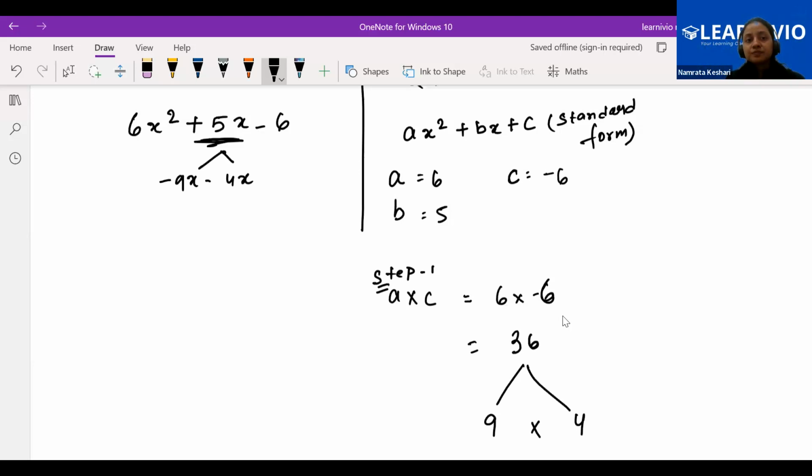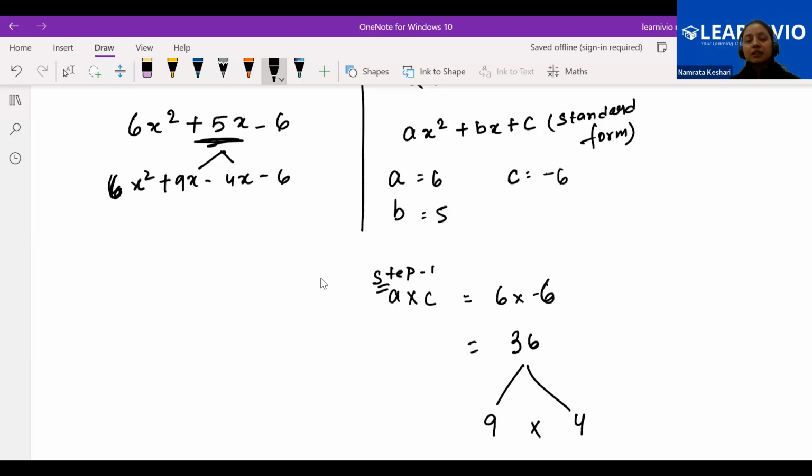Ma'am, we can take -9, right? Getting it? You already know this concept, right? Yes, ma'am. If we take -9 and then +4, it will generate -5, right? We have to make +5x. So 9 minus 4 is +5, right? Yes, ma'am. Ayan and Farhan, are you getting it? Yes, ma'am.